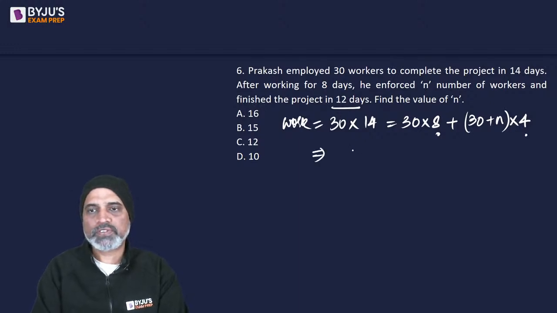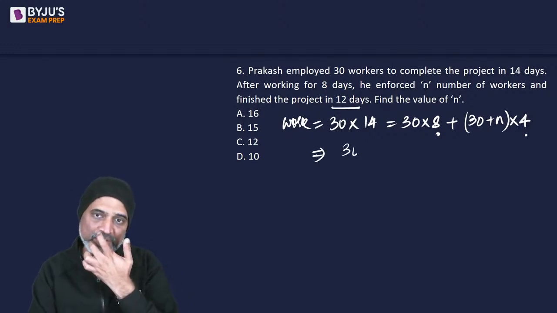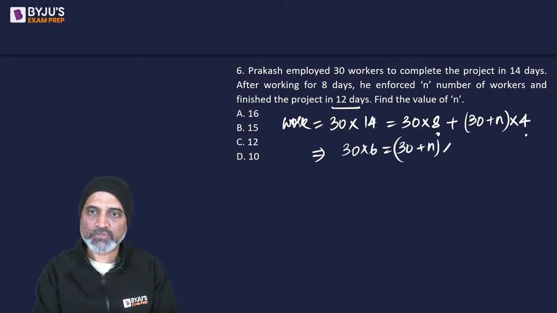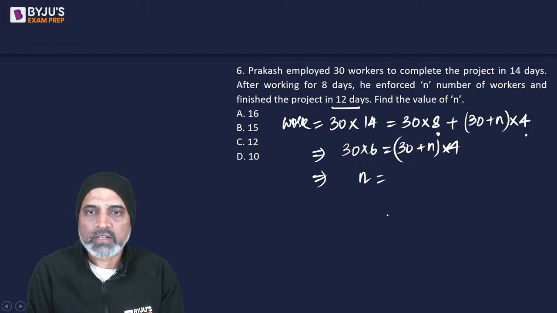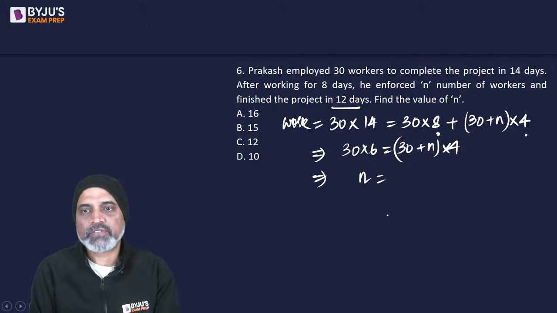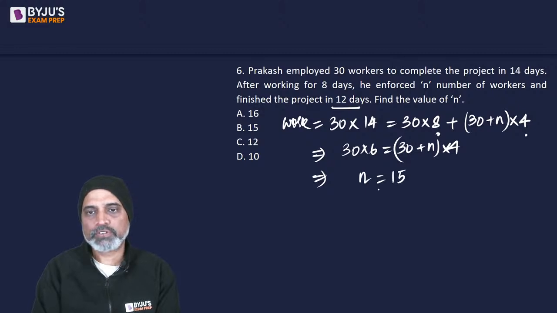So if we solve this, we will be having 30 into 6 is equal to 30 plus n into 4. So this is going to give us n is equal to 30 into 6 is 180. 180 by 4 is 45, and n will turn out to be 15. B.